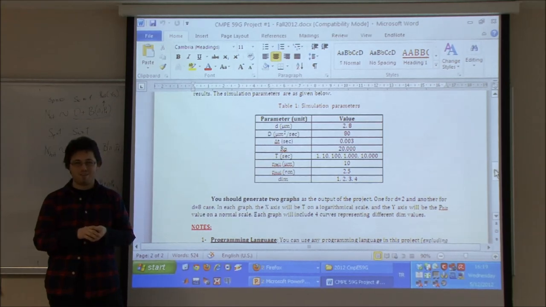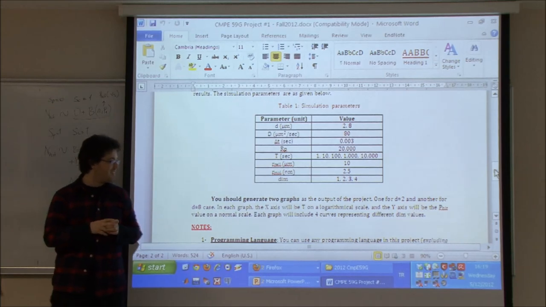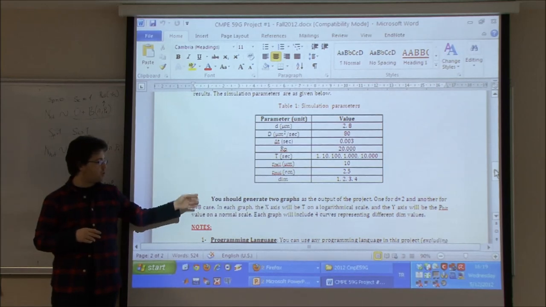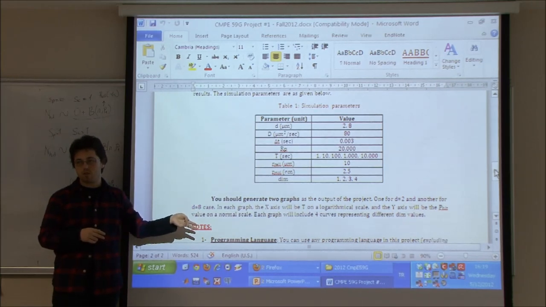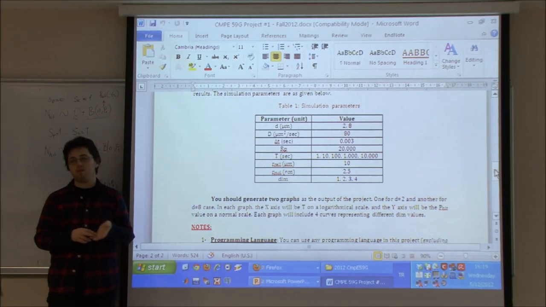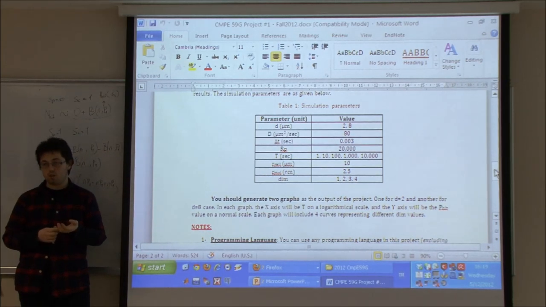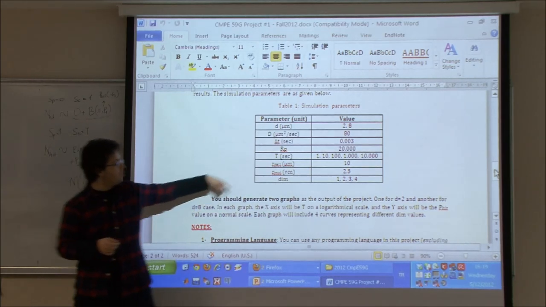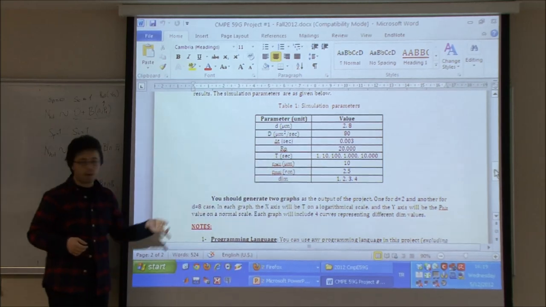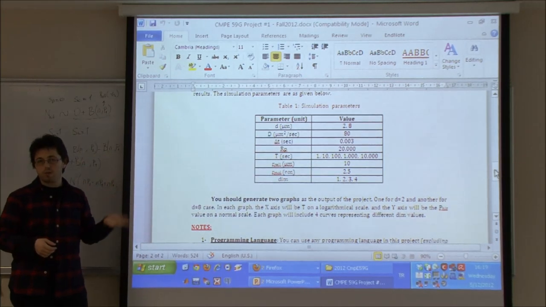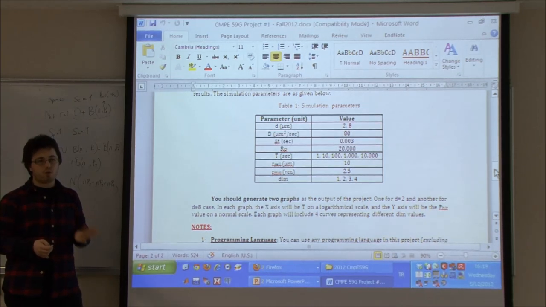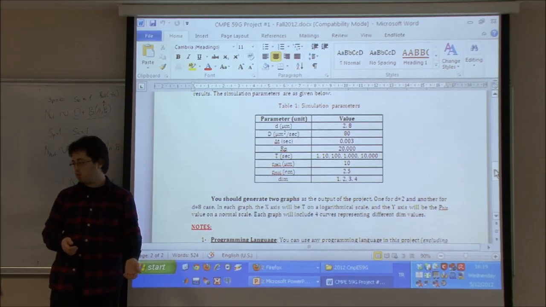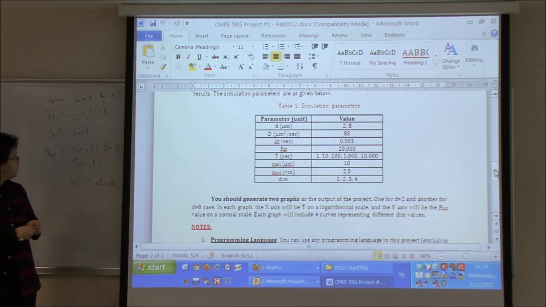What will be the output? The output, we want you to show us two graphs. One for D equal to 2 micrometers, one for D equal to 8 micrometers. In each graph, the X will be the T, on a logarithmic scale. The Y will be the P hit value, and there will be 4 lines in each graph representing the different dimensions. Log 10, not log 2.